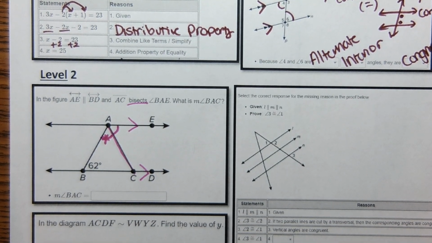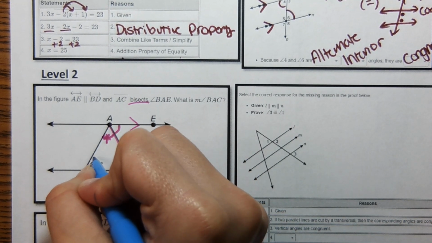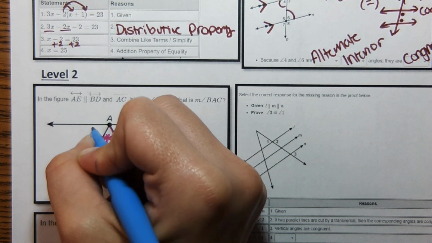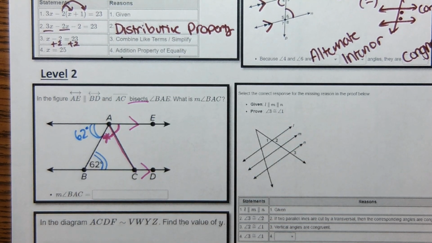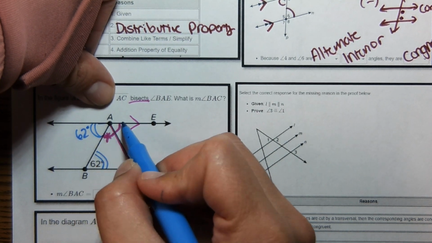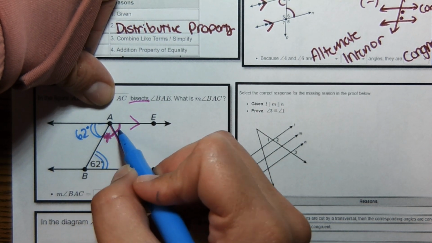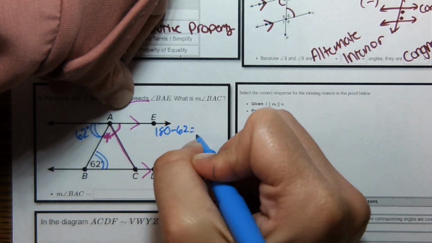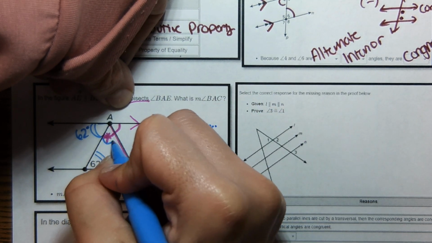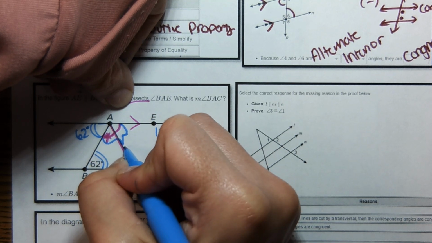Okay, so there's different ways you can go about solving this. I'm just going to go with what we know. We know these are parallel. We also know that alternate interior angles are equal. So if this is 62 degrees, so is this. We also know that all three of these angles would add to 180 degrees because they form a straight line. So we can do 180 minus 62 equals 118 degrees, and 118 would be both of these angles combined.